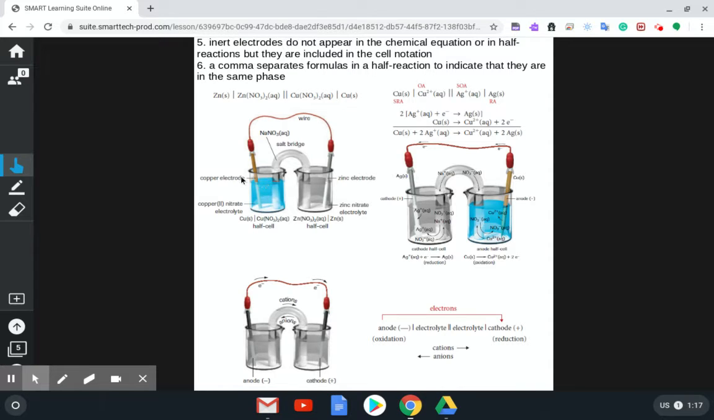Copper is our cathode. Zinc would be our anode, so the electrons are going to flow from zinc to copper. The anions in here are going to flow towards the anode, cations towards the cathode, and so we have our two different half cells. This is just showing it with the nitrates taken away, which are just spectator ions.